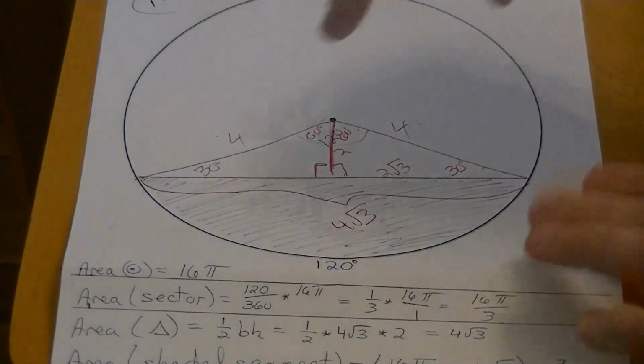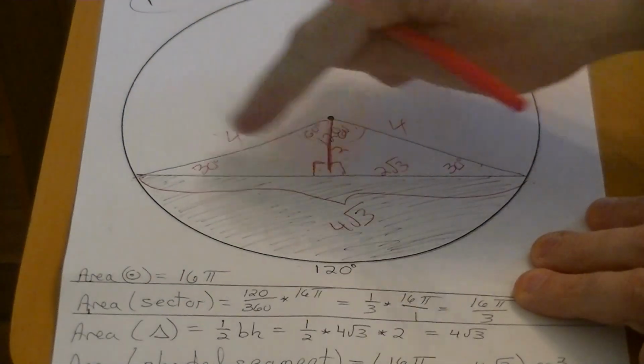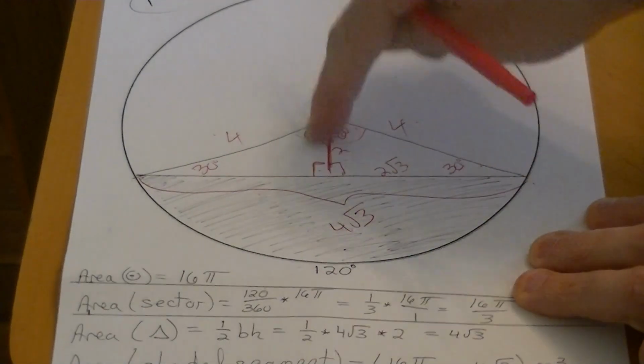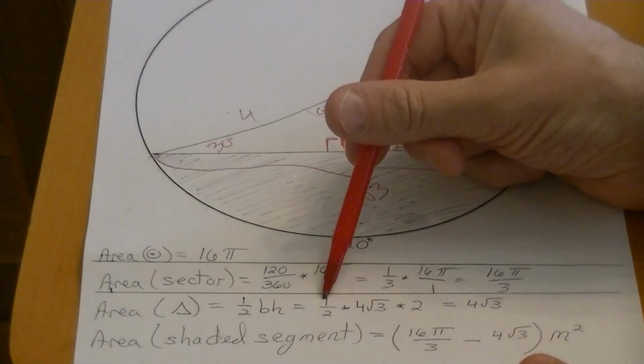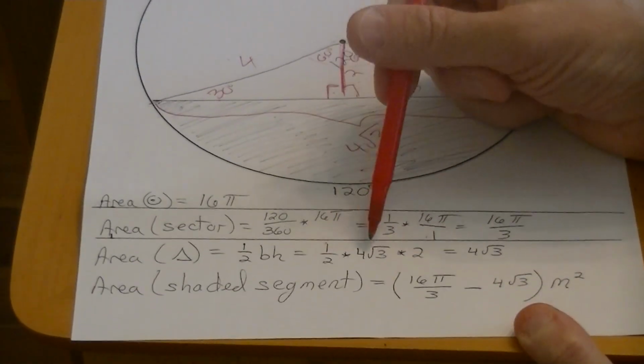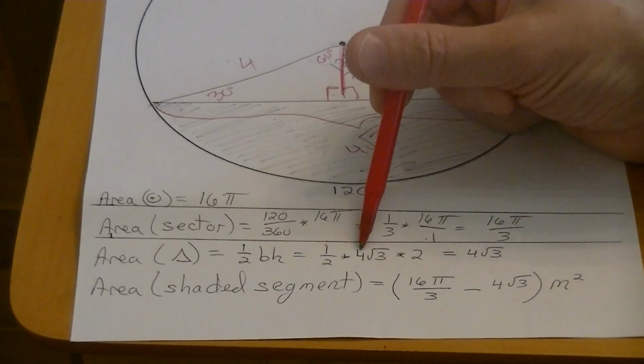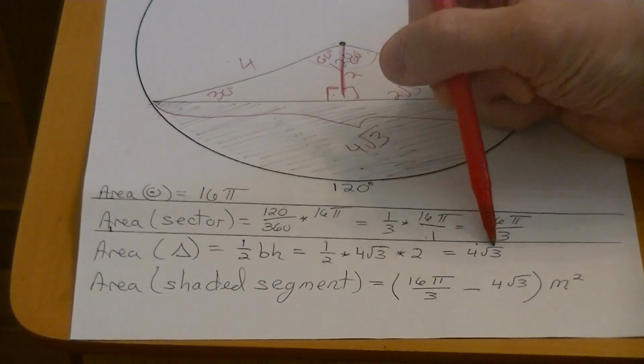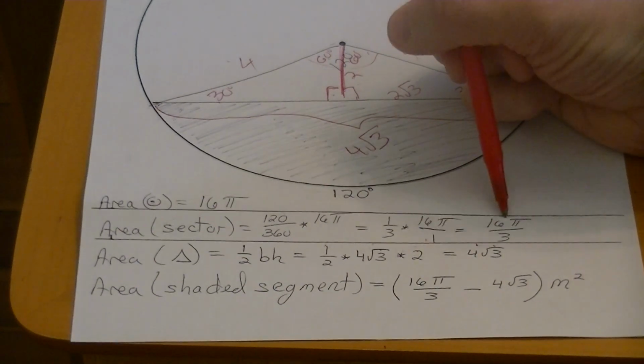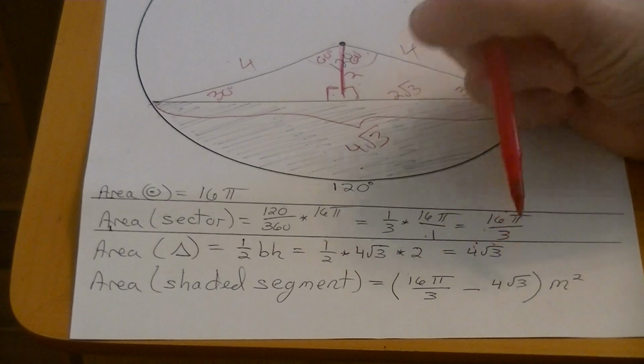So I can get this triangle with 1/2 base height. The base is 4 root 3 and the height is 2. That's where I got these numbers. 1/2 base height. So half times 4 is 2. 2 root 3 times 2 is 4 root 3. So if I do sector minus triangle, here's my answer.